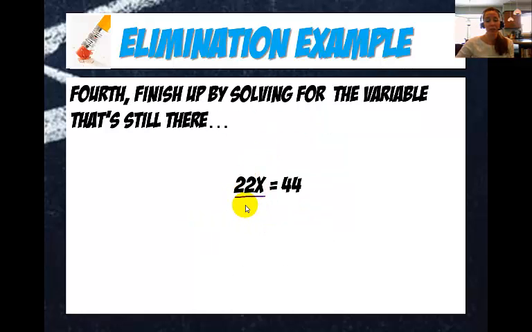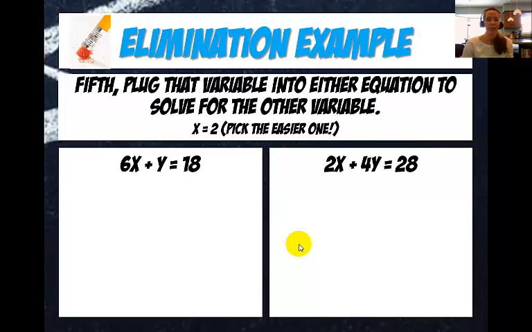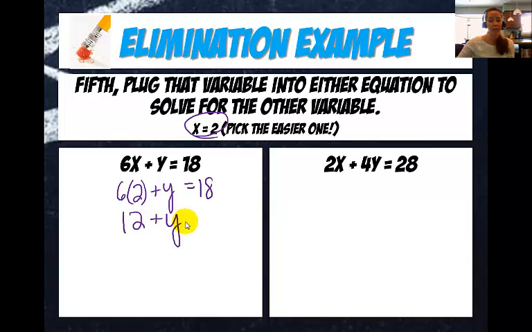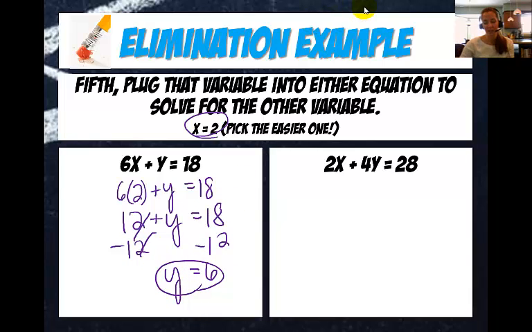Finally, you just have to finish up and solve for your variable, and x equals 2. So now that we know that x is 2, pick the easier equation, either one, to go ahead and solve for y. So I'm going to go ahead and plug it in, probably the one on the left. 6 times 2 plus y equals 18. 12 plus y equals 18. Take away 12 from both sides. y equals 6. So x was 2, y was 6.